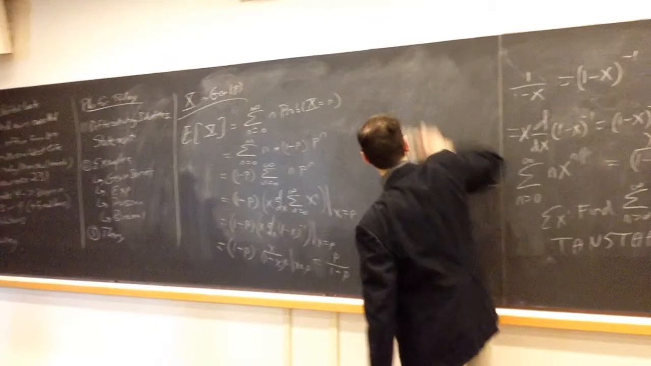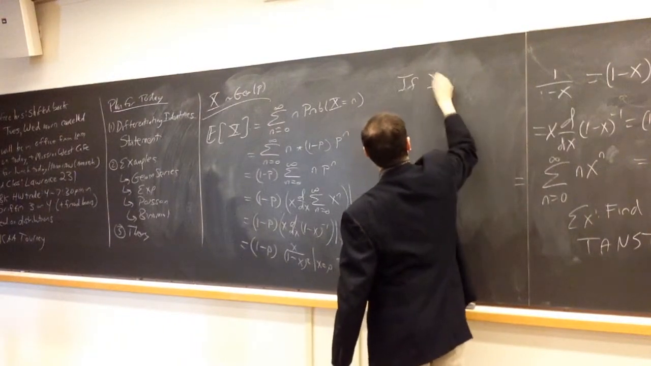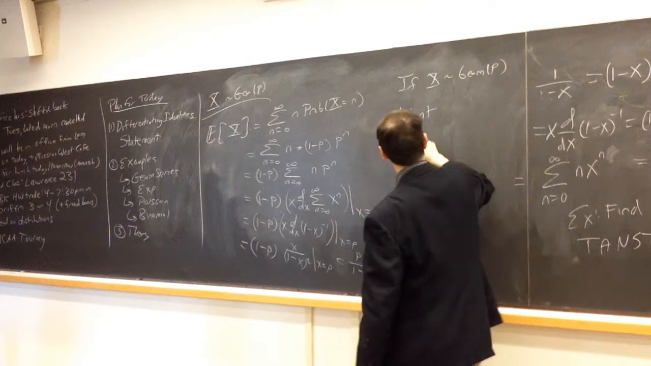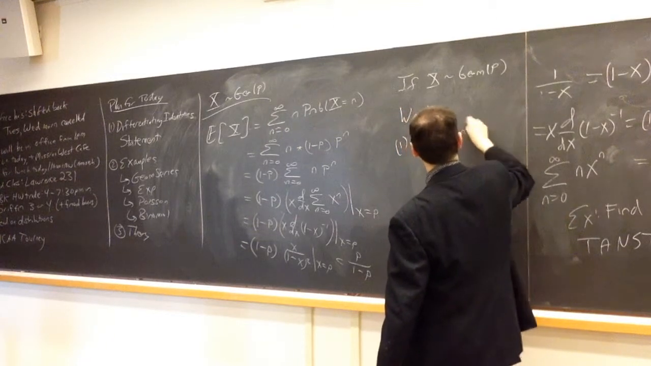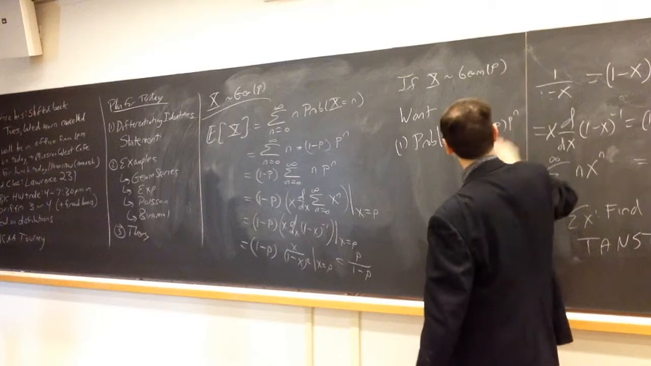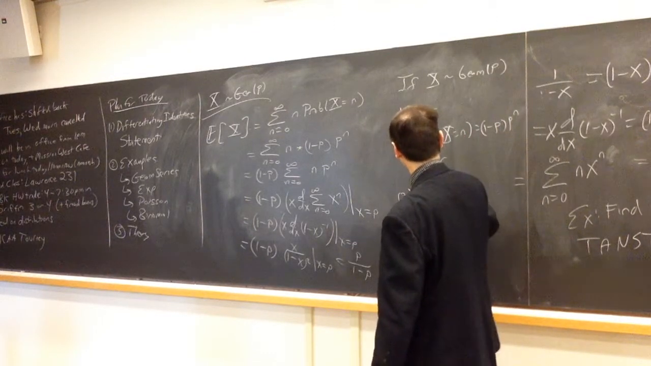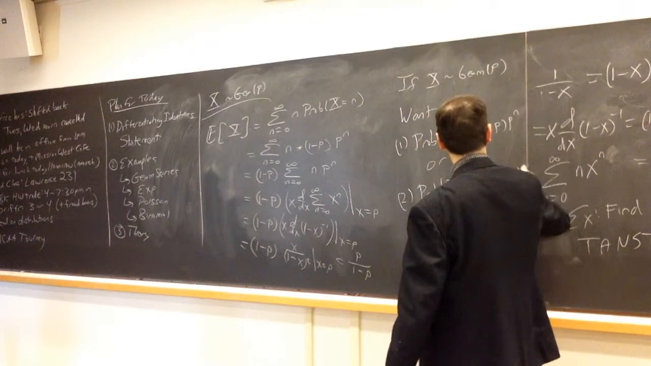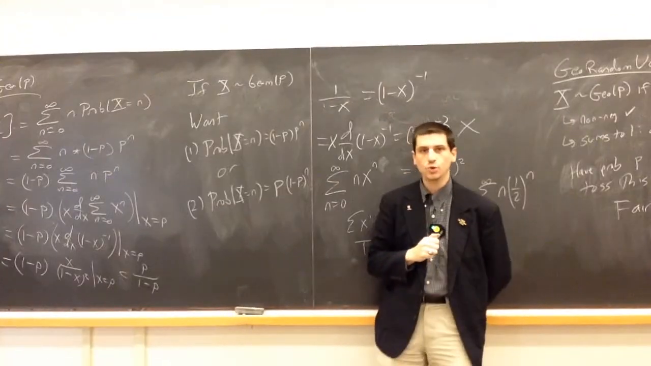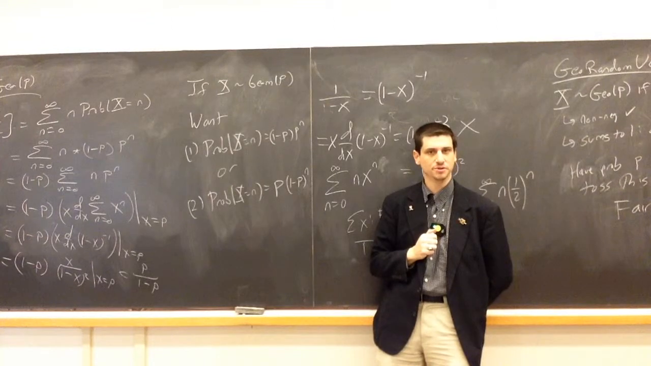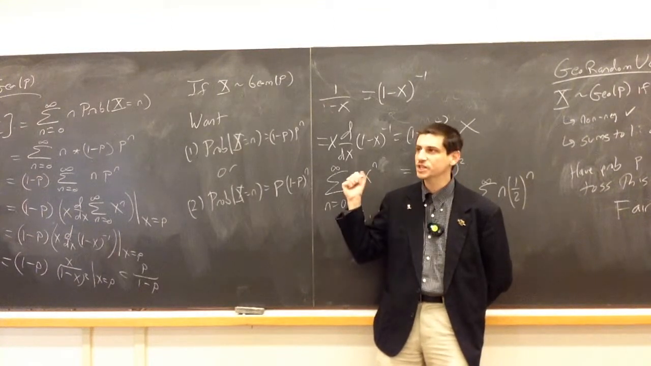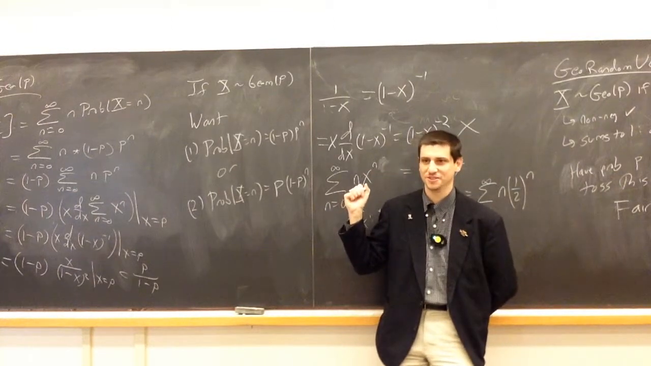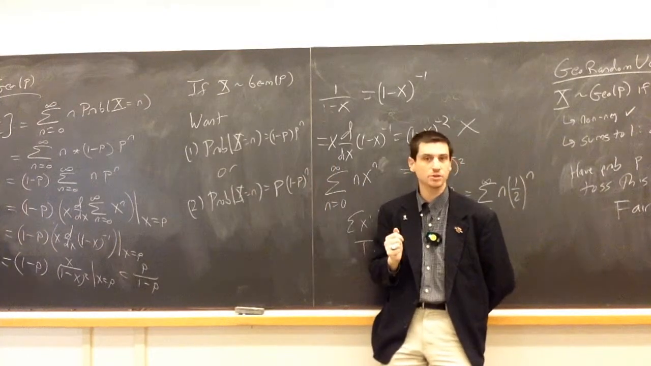But the question comes down to: if X is geometric p, do we want the probability X equals n to be (1 minus p) p to the n, or do we want the probability X equals n to be p (1 minus p) to the n? Which would you rather have as the definition of a geometric random variable? Does the universe care which choice we make in this class? No, I do not have this kind of control over the universe. Are both choices defensible? Absolutely.